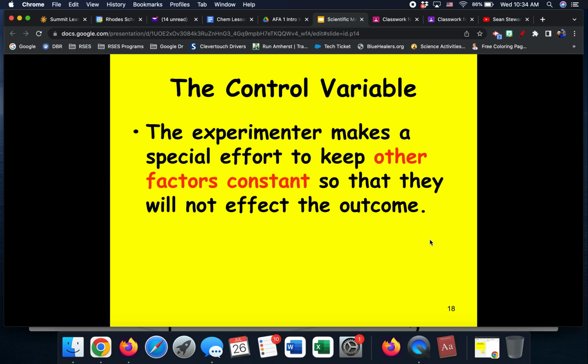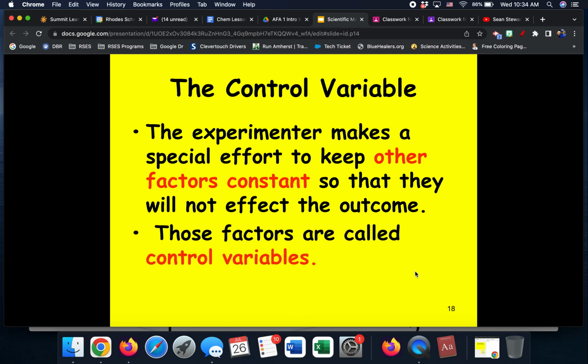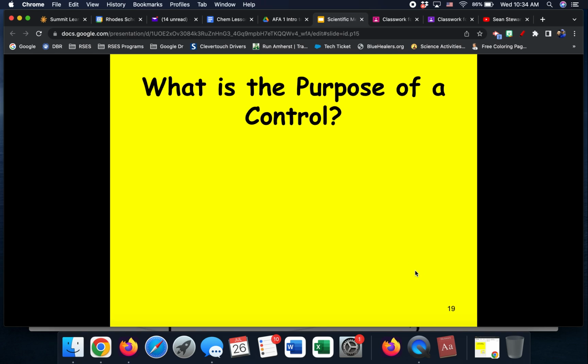All right, control variable. We mentioned independent variable, the thing I change if I'm doing the experiment. Dependent variable, what I'm testing or measuring. The control variables are things that are kept constant so they don't affect the outcome. Sometimes they're called constants. So control variable or constant would be the same thing. Why do we have this? If they're not being tested, what's the point? The point is to make sure everything's the same in an experiment except for one variable.